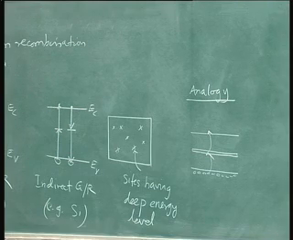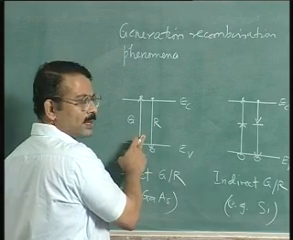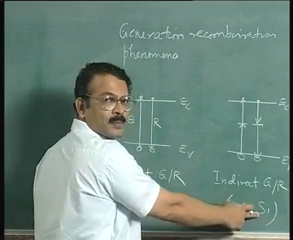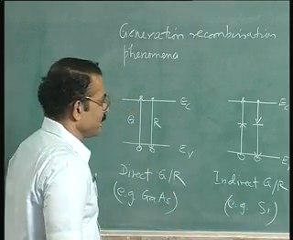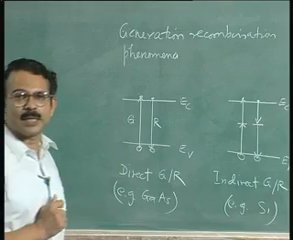Now we need to explain why this kind of recombination is not possible in silicon. What is the difficulty in having direct recombination in silicon?